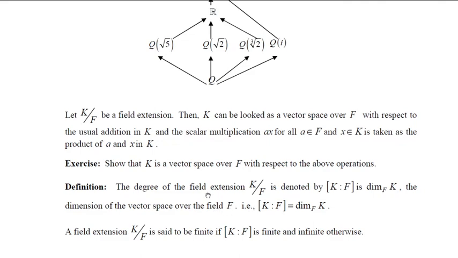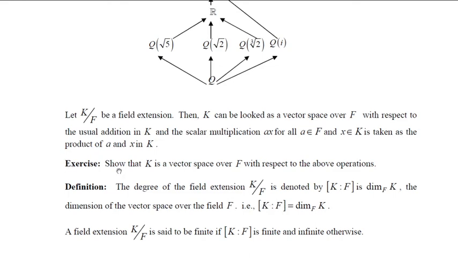So, if the dimension of K over the field F is denoted by this symbol, which is one and the same as this, it is nothing but the degree of the field extension K over F. So the dimension of the vector space K over the field F is the same as the degree of the field extension K over F.